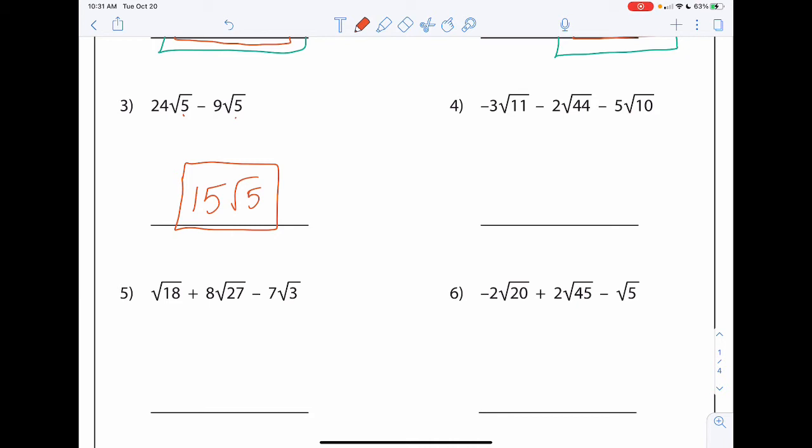Let's look at number 4. Negative 3 radical 11 minus 2 radical 44 minus 5 radical 10. All right, so each of these radicals are different.